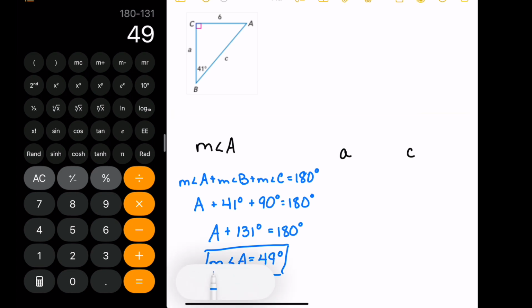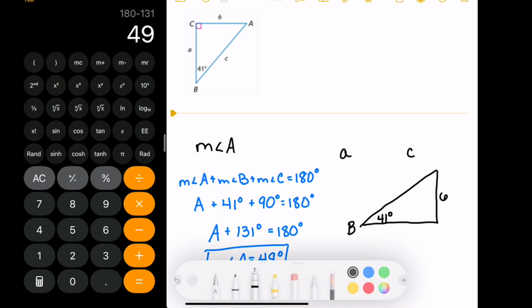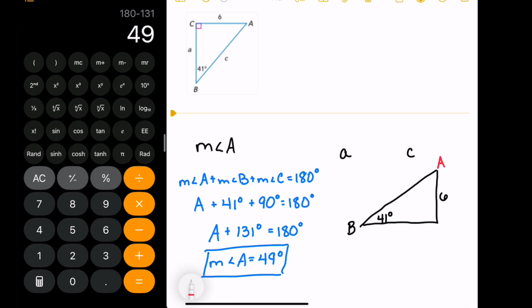So I'm going to redraw the triangle down here, but I'm going to redraw it so that the angle that we have, angle B, is down here. This was 41 degrees. And the measurement that we were given was side B. That is the side that is opposite angle B, which is right here. We were given side B. We just solved for angle A. Angle A is this one.